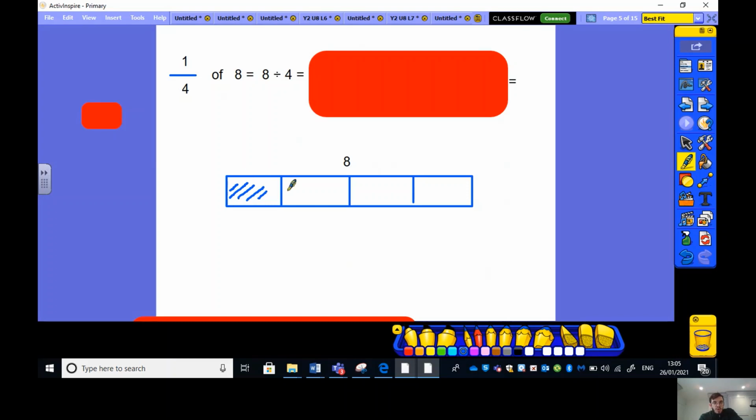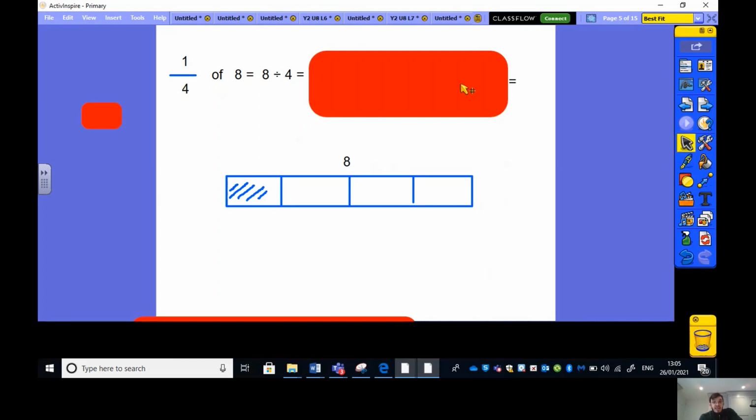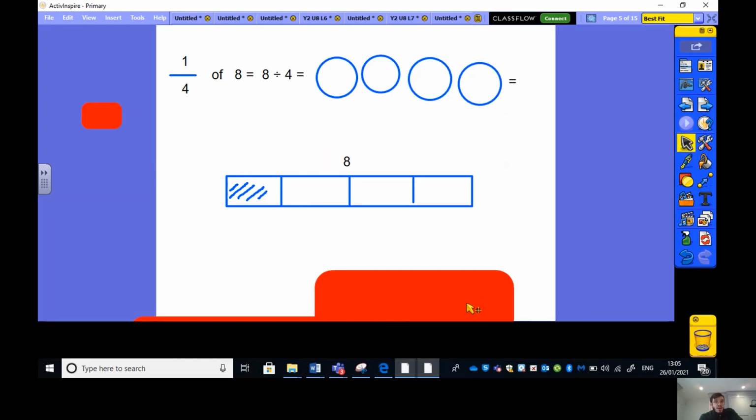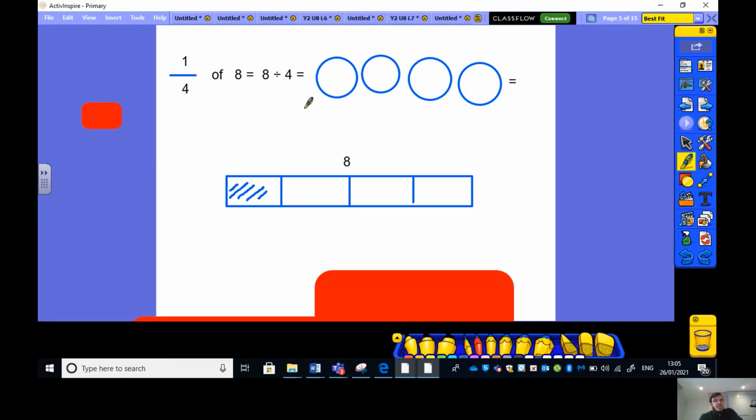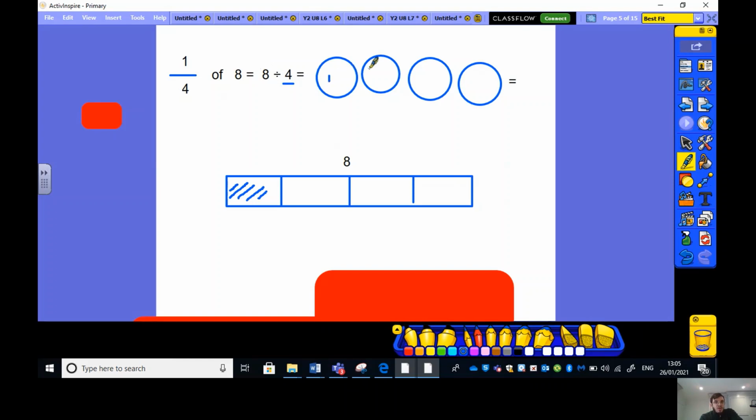What is this 1/4 when I have 4 equal parts? What is this 1/4 worth? To do that, as I said, I must do 8 divided by 4. What is 8 divided by 4? Well, I can use the circles method. So I have 4 circles because I'm dividing by 4, and then I can share my 8 equally. 1, 2, 3, 4, 5, 6, 7, 8. I've now shared 8 equally into 4 groups. And I want to know how many is in one group.